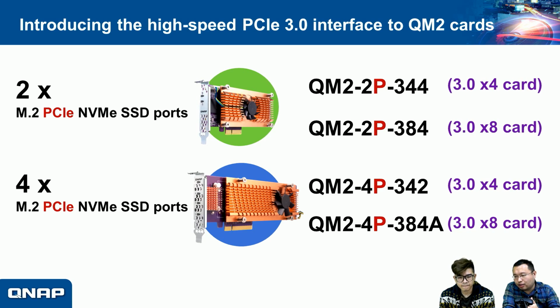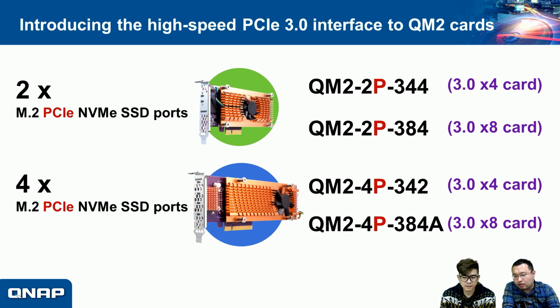So we feel the need to achieve the maximum bandwidth on the PCIe Gen 3 slots offered on the QNAP NAS. Then you need faster QM2 cards to support that. Right? And so to bring the maximum potential, the upcoming PCIe 3.0 supported QM2 cards will be your best choice to go with your high-end fast NAS.